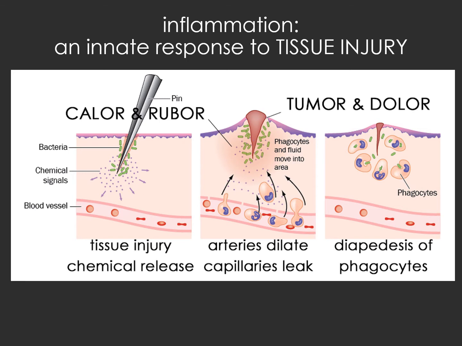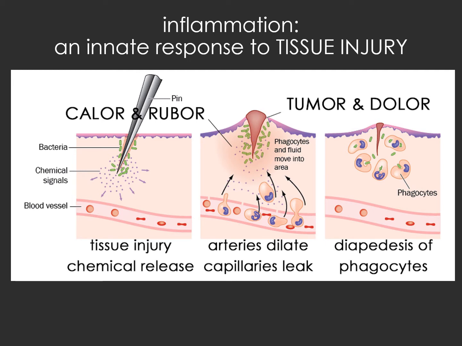So calor is a Latin word for redness, or excuse me, heat. Rubor is the Latin word for redness. Dolor is the Latin word for pain, and tumor is the Latin word for swelling. So the 4 signs and symptoms of inflammation are calor, rubor, tumor, and dolor. So why do those things happen?